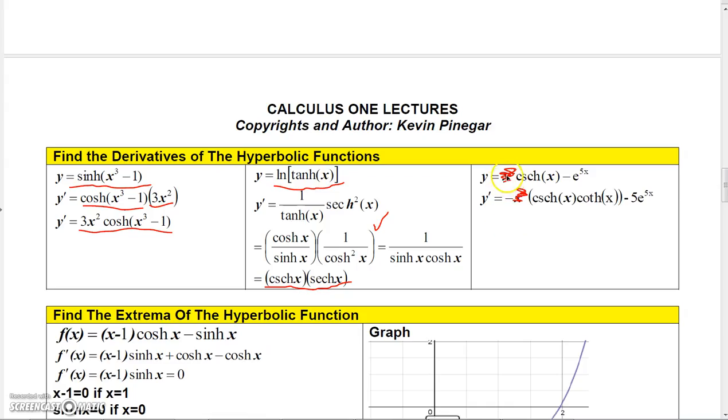And then here's one where you actually are going to find, let's see here. Okay, that x squared wasn't supposed to be there. So if you take the derivative of hyperbolic cosecant x, there's a minus: minus hyperbolic cosecant x times hyperbolic cotangent x, and then of course the derivative of e to the 5x is just 5e to the 5x. So that would be the derivative of that function.